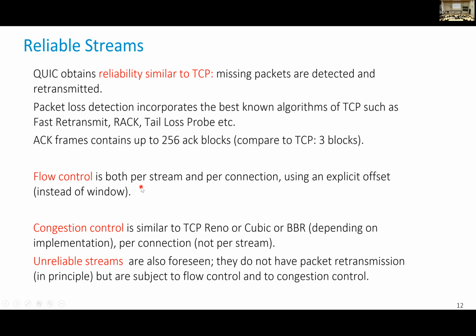Flow control is the same as TCP. Remember, flow control is about preventing the receiver from obtaining too much data. In TCP it is done by window flow control and adjusting the size of the window. Here it's done in a very similar way, but it doesn't use a window. It simply gives an explicit offset. It is saying, I am ready to receive all the bytes up to this number, not more. And congestion control is performed exactly the same as in TCP.